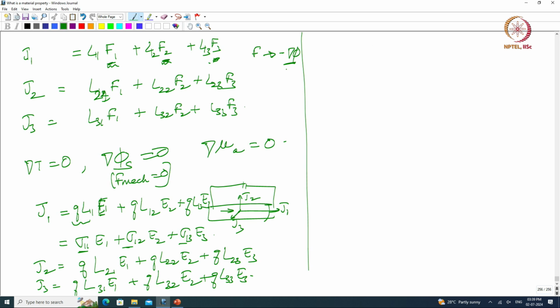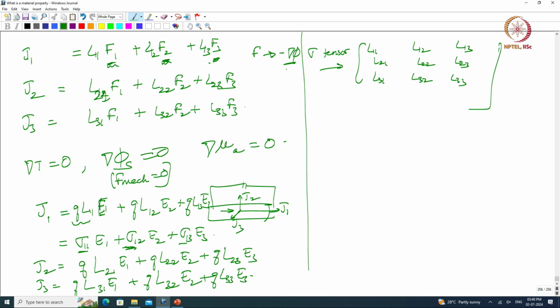Now, Onsager's coefficients, I have the L11, L12, L13, L21, L22, L23, L31, L32, L33. I can just combine the coefficients. I am not going to call it a matrix, but if I am just talking about one property, the sigma, then this is a sigma tensor.